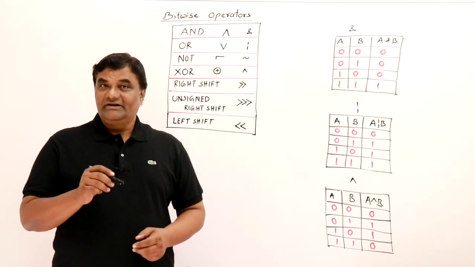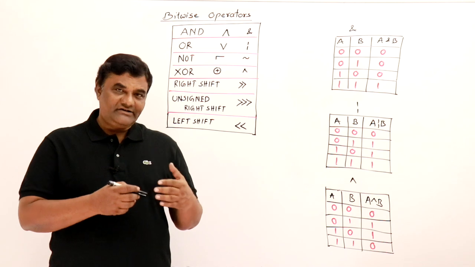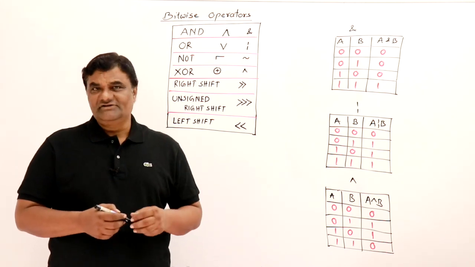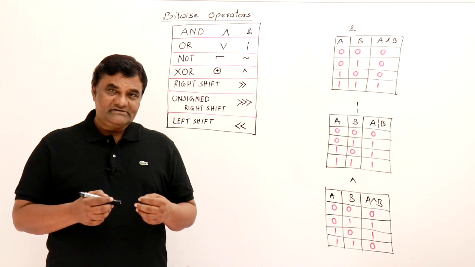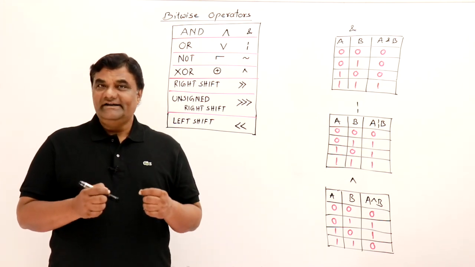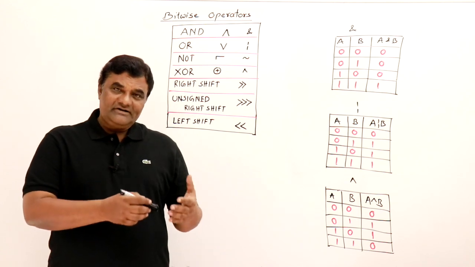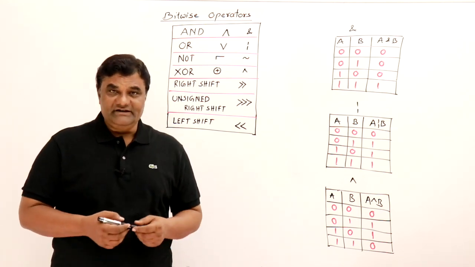The topic is bitwise operators. If you have studied the basics of digital electronics, you may know about these operators. These operators perform operations on bits of data. As a computer is an electronic device, basically it works on bitwise operations only.